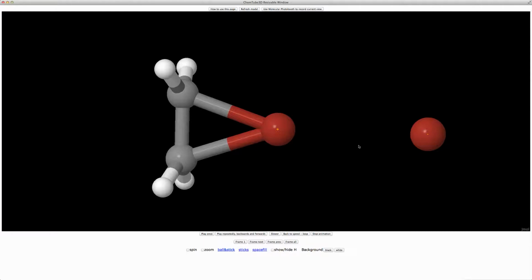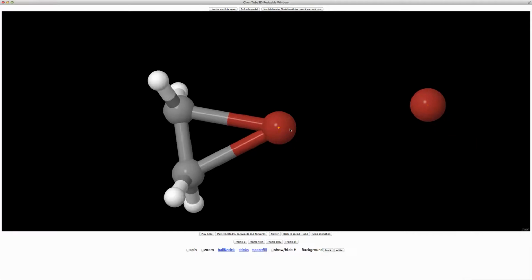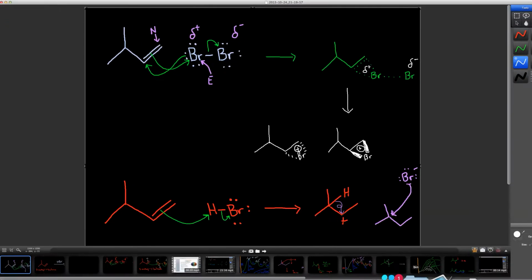We find now that we have Br minus, and I have this three-membered ring, and we call this three-membered ring a bromonium ion intermediate.